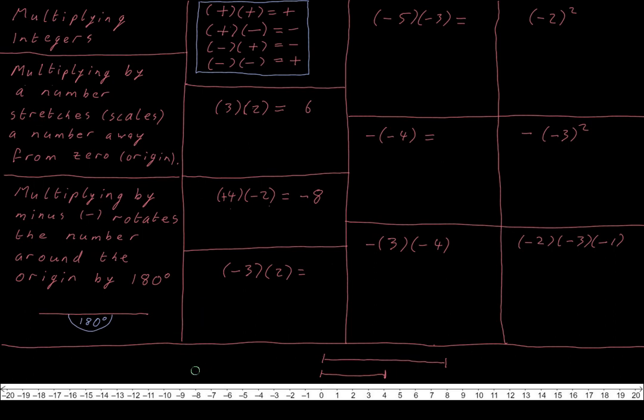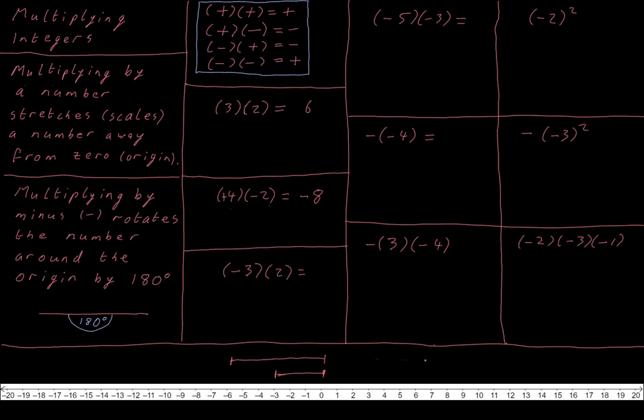So let's put that into practice again. If we have minus 3, so we're minus 3 units away from the 0, and then we multiply by 2. Well, that means we get twice as far away from 0, from the origin. But I'm not multiplying by a minus number, I'm multiplying by a positive number. So there's no rotation that I have to do.